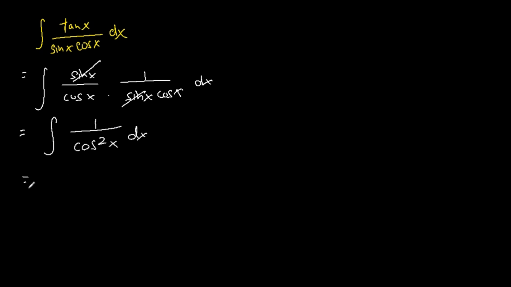So 1 over cosine square x dx is the same as secant square x dx, and we know that when we integrate secant square x dx, we get tangent x. And this is the final answer to the integral of tangent x over sine x cosine x dx.